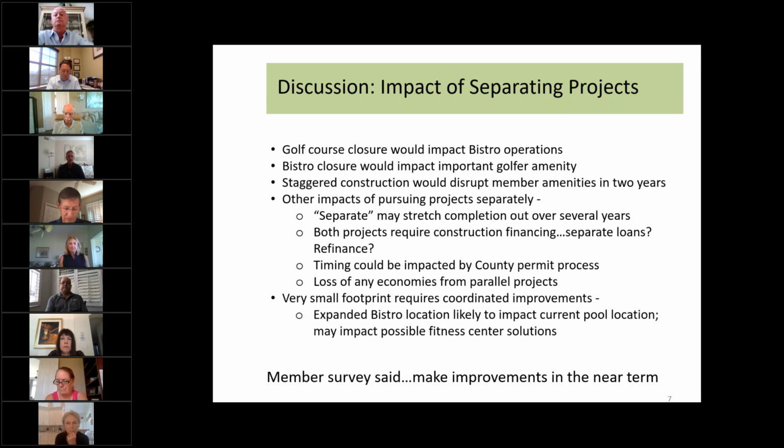So if you close the golf course and leave the bistro open, you've got an impact there. If you reverse that, excuse me, and you close the bistro but leave the golf course open, then you're inconveniencing the golfers in that they don't have any place to gather and to eat. So that has an impact on the two of them. Staggering the construction over 2 years would disrupt these member amenities twice. Once the year the golf course is closed, and another in a subsequent year when the bistro is closed. So that's one of the impacts of doing them separately. For example, if in 2023 the golf course was closed and in 2024 the bistro is closed, that'll inconvenience members in both years and stretch out the project.